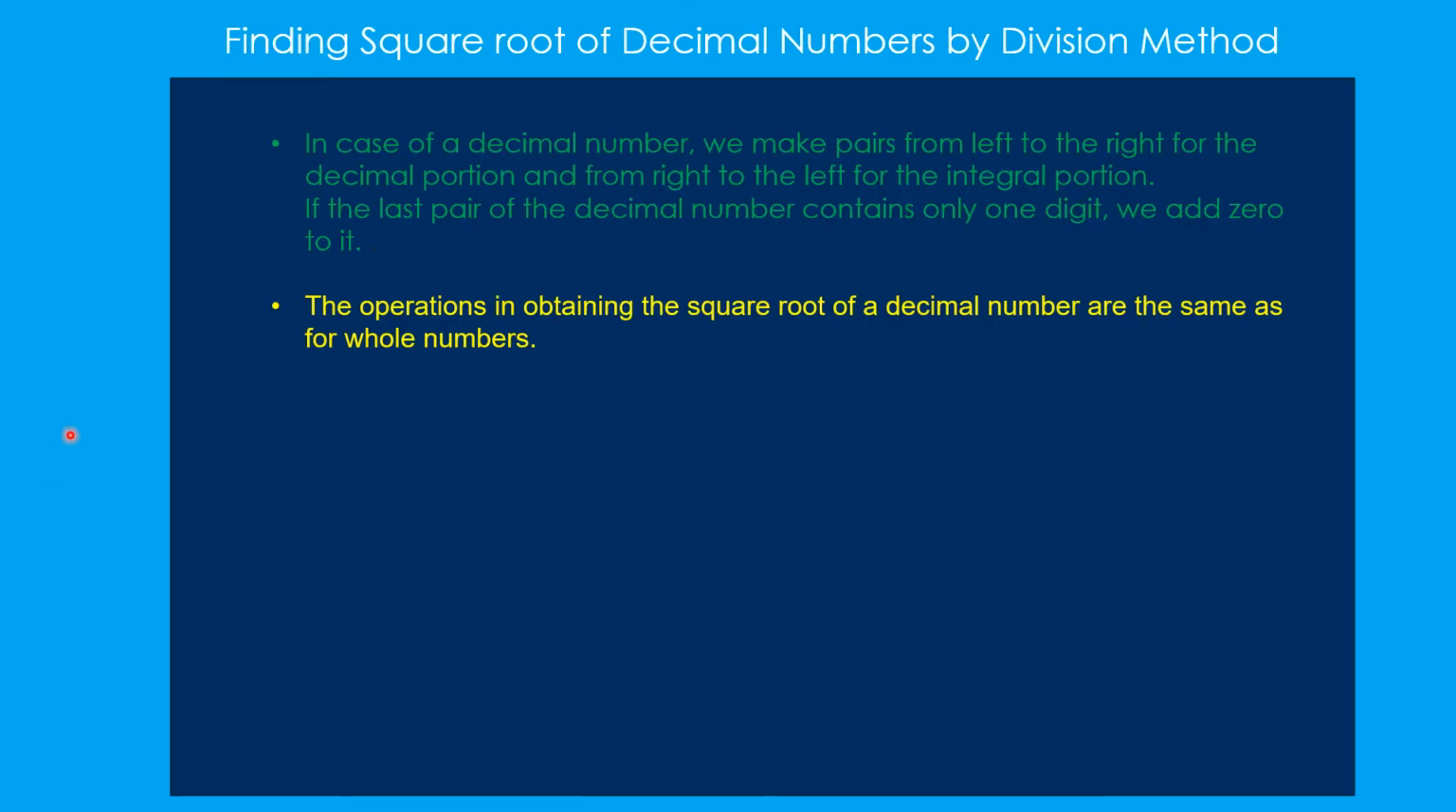Here we will learn to find the square root of a decimal number by the division method. Finding the square root of a decimal number is the same as what we have just learned for whole numbers. The only difference is that in the case of decimal numbers, we make pairs from left to right for the decimal portion and from right to left for the integral portion. And if the last pair of the decimal portion contains only one digit, we add 0 to it. So let's take an example.